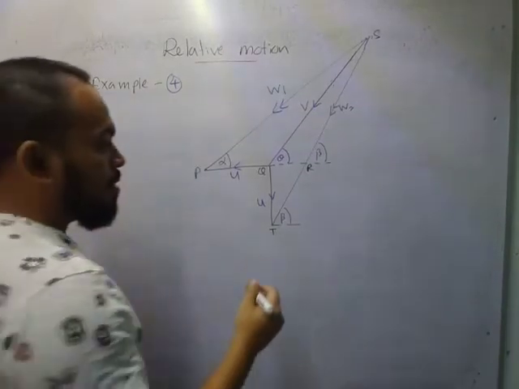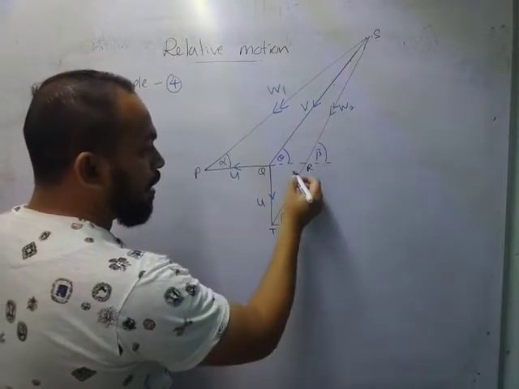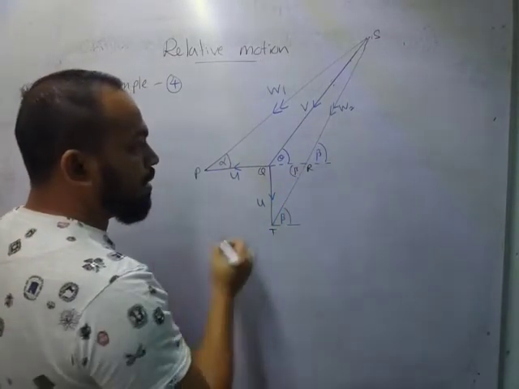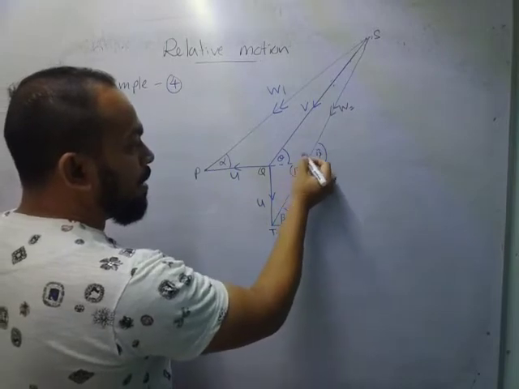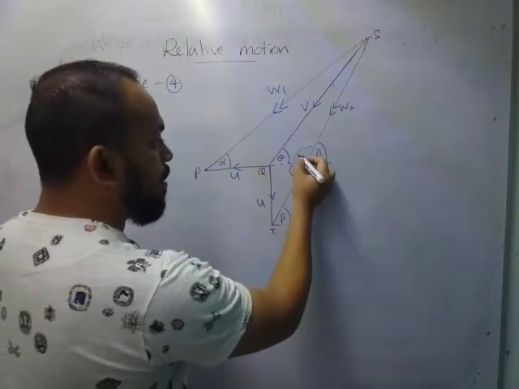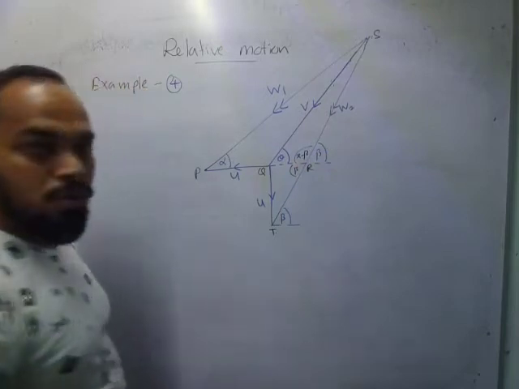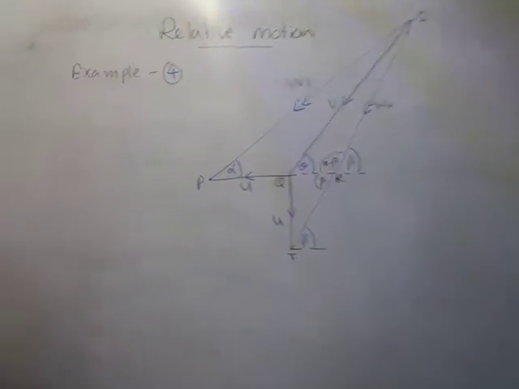Right. So here we have u, and this should also be beta, and this angle should be pi minus beta. This angle should be pi minus beta. Let me focus on this.